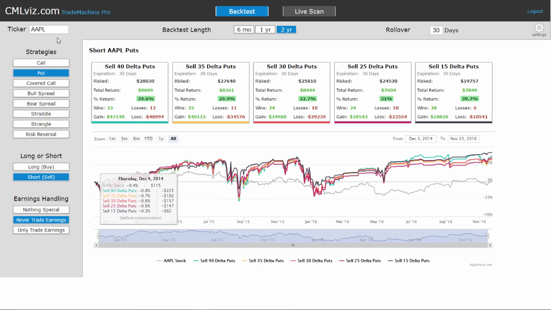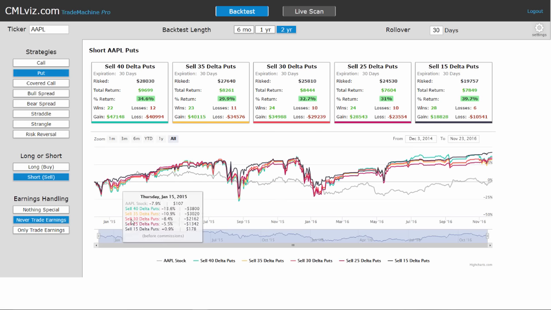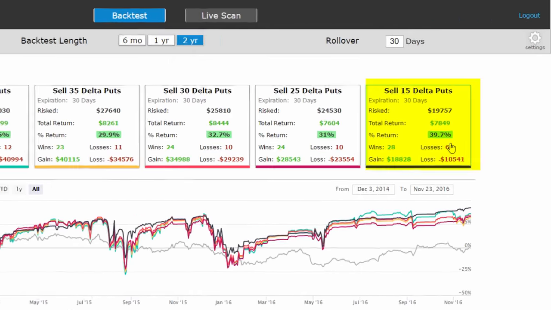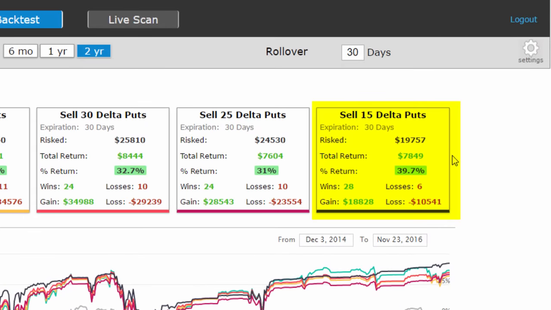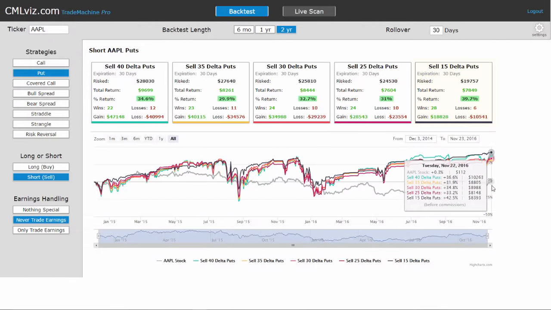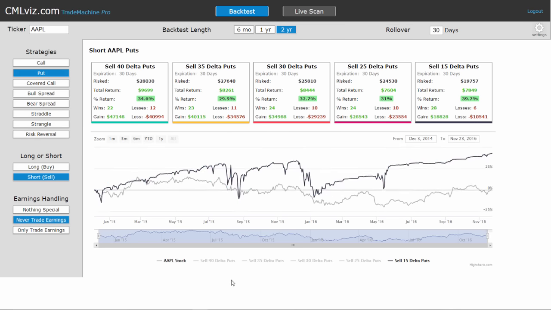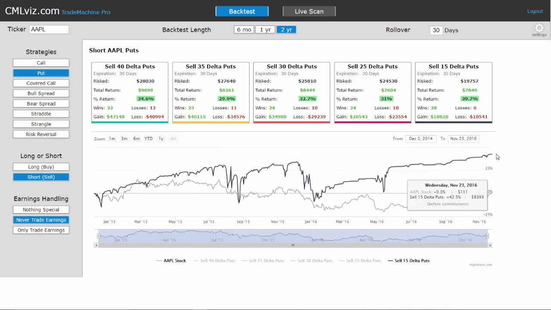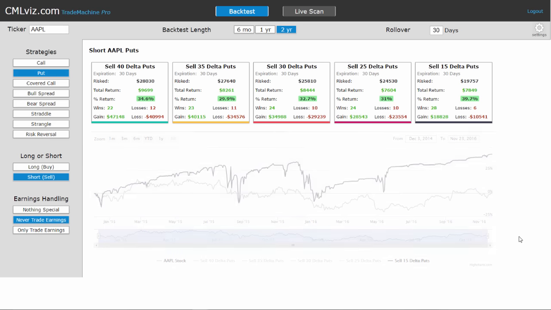So if we sell puts in Apple, avoid trading earnings, trade every 30 days over the last 2 years, had we been selling the far out of the money puts, the 15 delta puts, that backtest with realistic commissions and execution prices returned nearly 40%, while the stock, as we can see here in this graph, is essentially unchanged over 2 years. We can focus on that strategy by unselecting the other backtests. Here's how the stock did, here's how this strategy did, while eliminating trading for earnings.